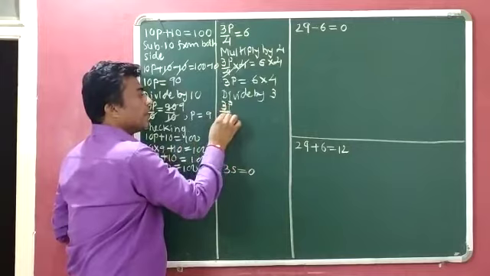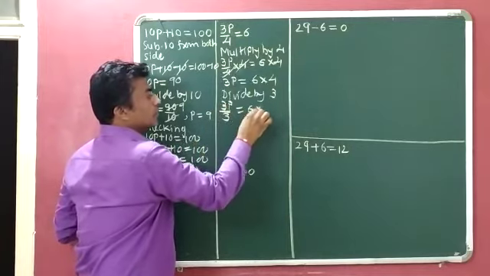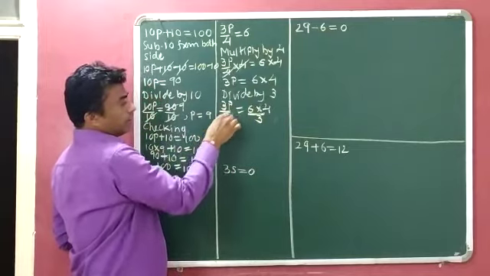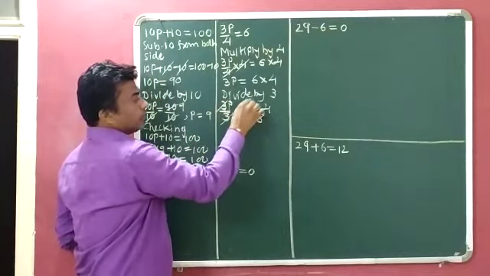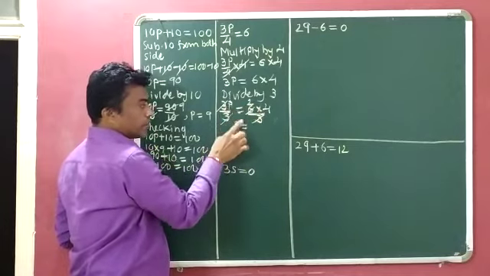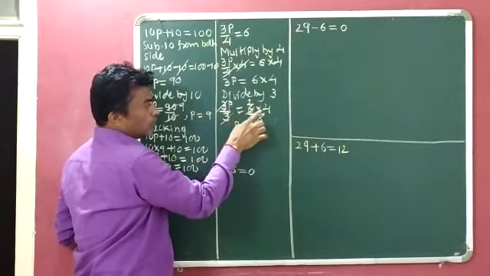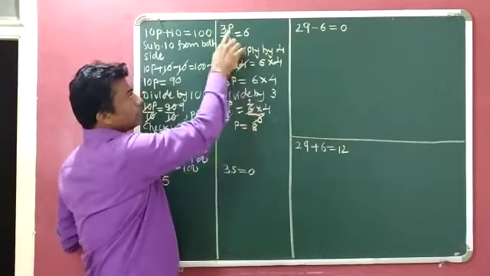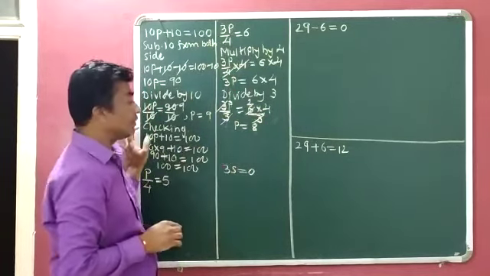So 3p divided by 3 is equal to 6 multiply 4 divided by 3. See here, the 3 cancels, and 3 twos are 6. This means p is left on this side, equal to 2 multiply 4, that is 8. Now p is equal to 8 is the solution of the given equation.